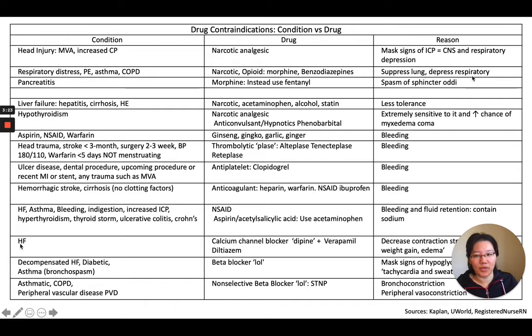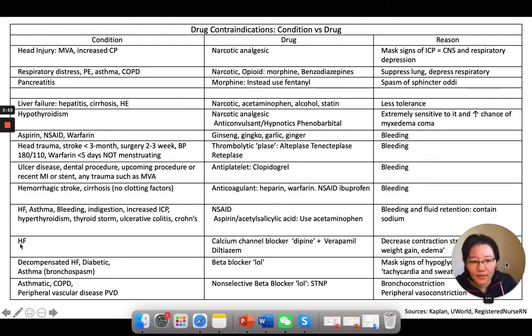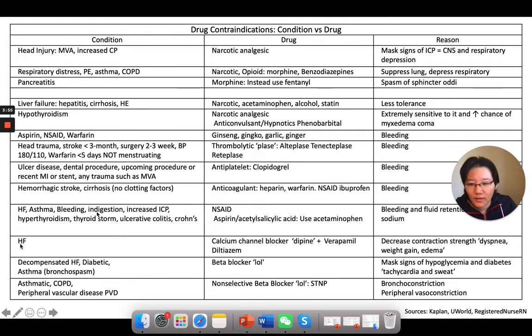depress respiration. So the NCLEX question will give you a patient with this condition who is admitted, and the doctor prescribed the following medication. Are you going to give it, or are you going to notify and clarify with the doctor? An easy example is following. What else can I say? Let me see if I can give you an example. Hemorrhage, stroke, head injury.